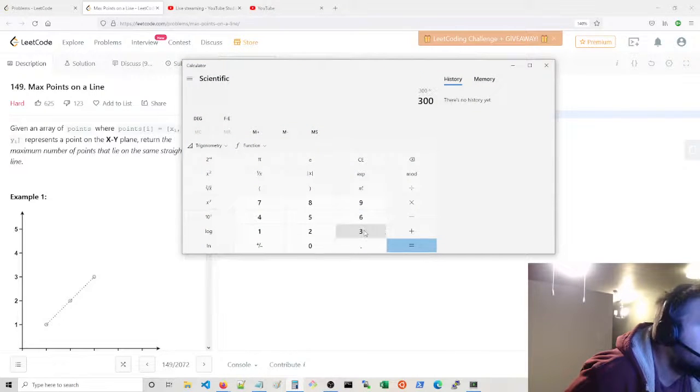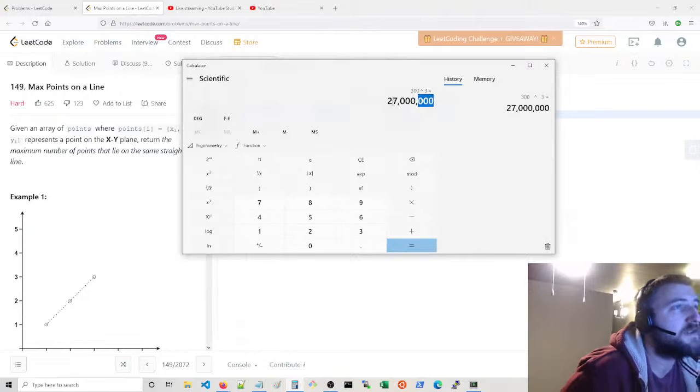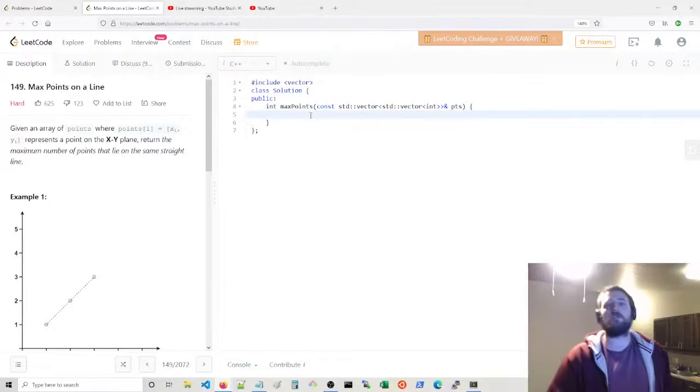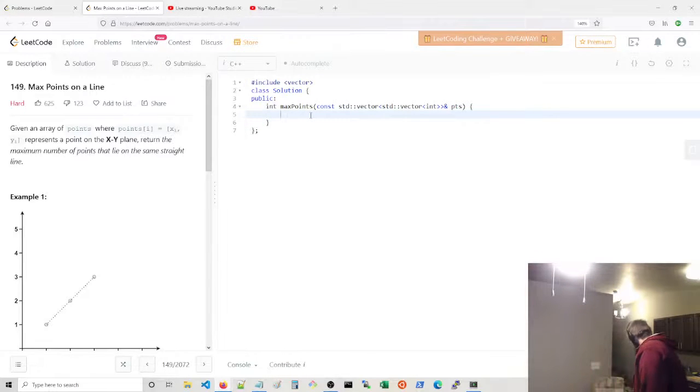300 cubed is 27 million. That might be a little slow, but it might not be. I mean, that could be okay. We could maybe just brute force this. Just take every pair of points, create a line, take all the other points, and see if they're on that line. How many other points are on that line? Yeah, that's one way.